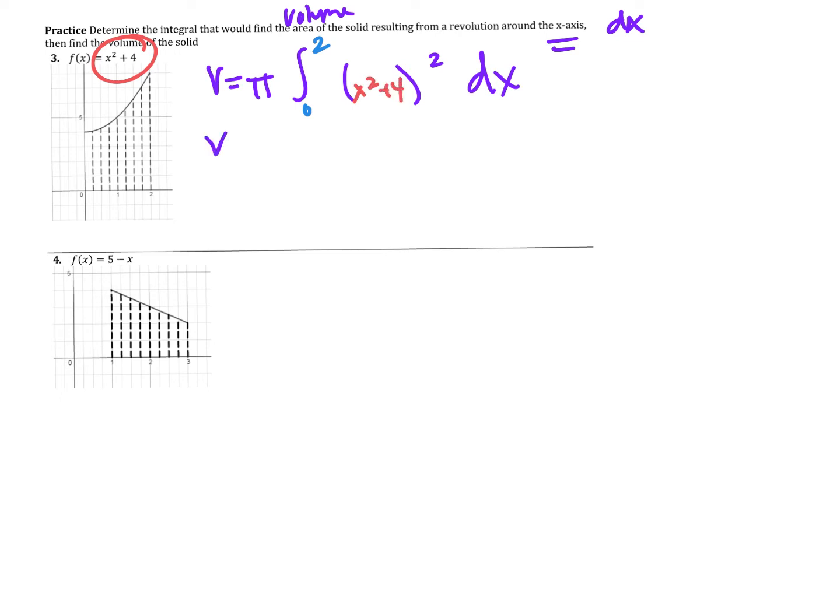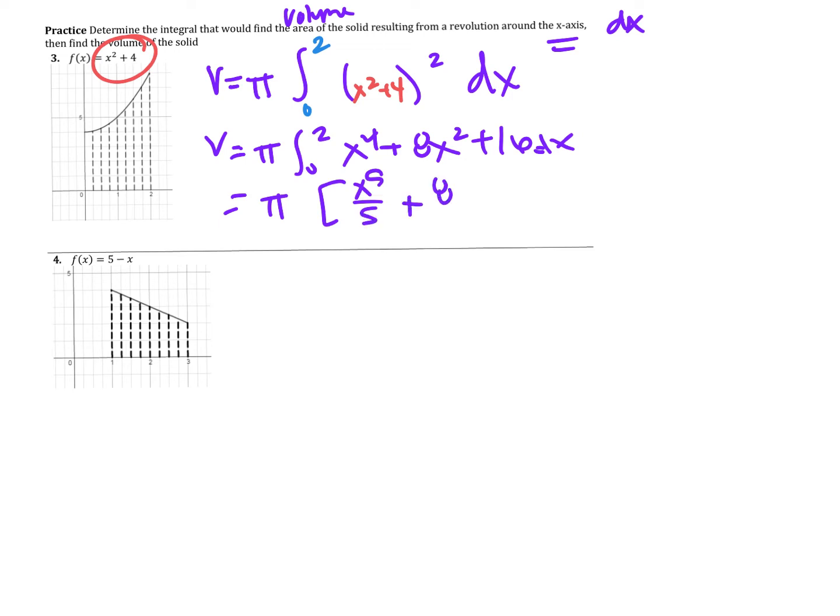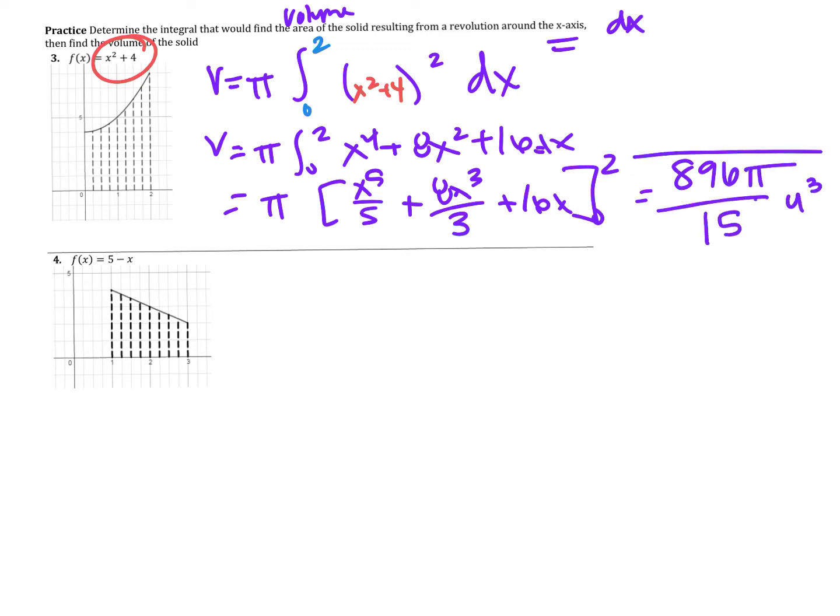Now, we're just going to expand. So this is x to the 4th plus 8x squared plus 16 dx. And then we're going to integrate. This is going to become x to the 5th over 5 plus 8x to the 3rd over 3 plus 16x. This is really similar, from 0 to 2, to what we just did. So I actually encourage you to pause the video and do the common denominator work to make sure you can get through this. But after you do that, you're going to get 896 pi over 15 units cubed.